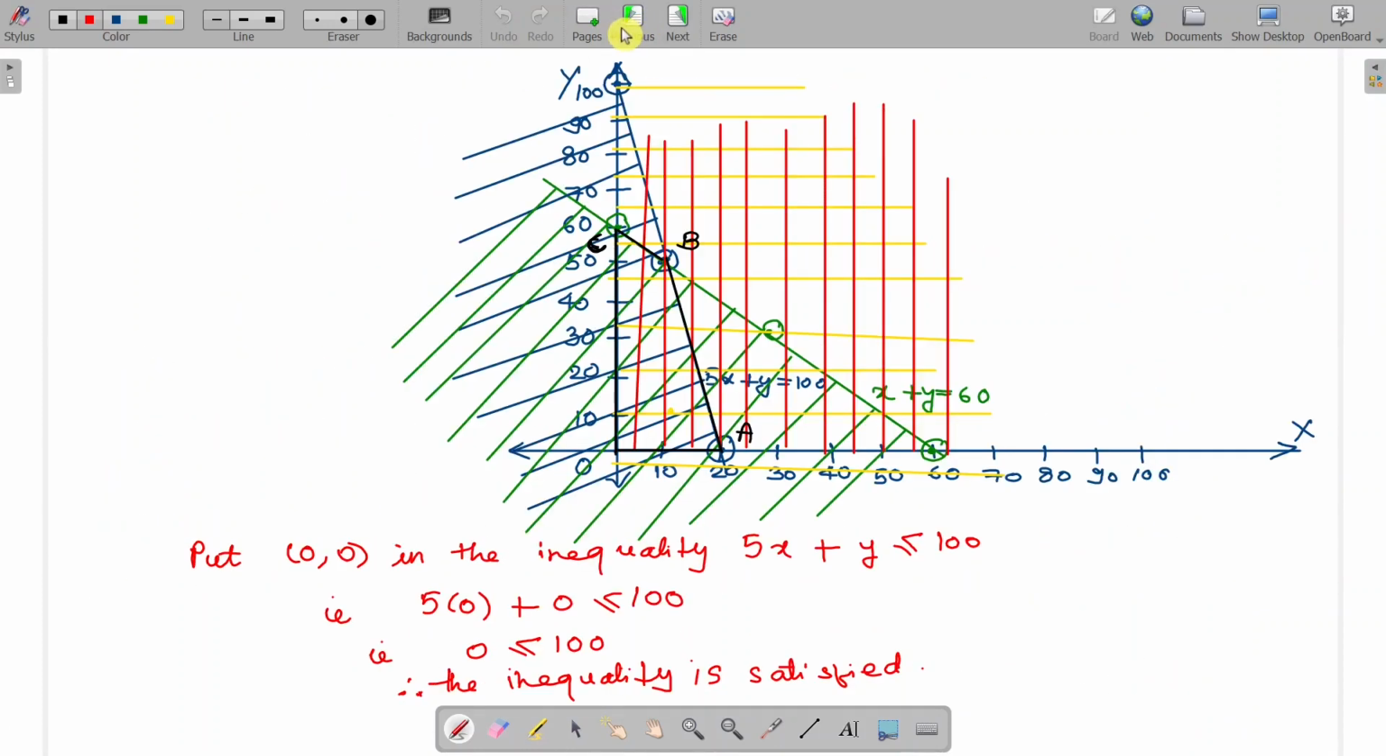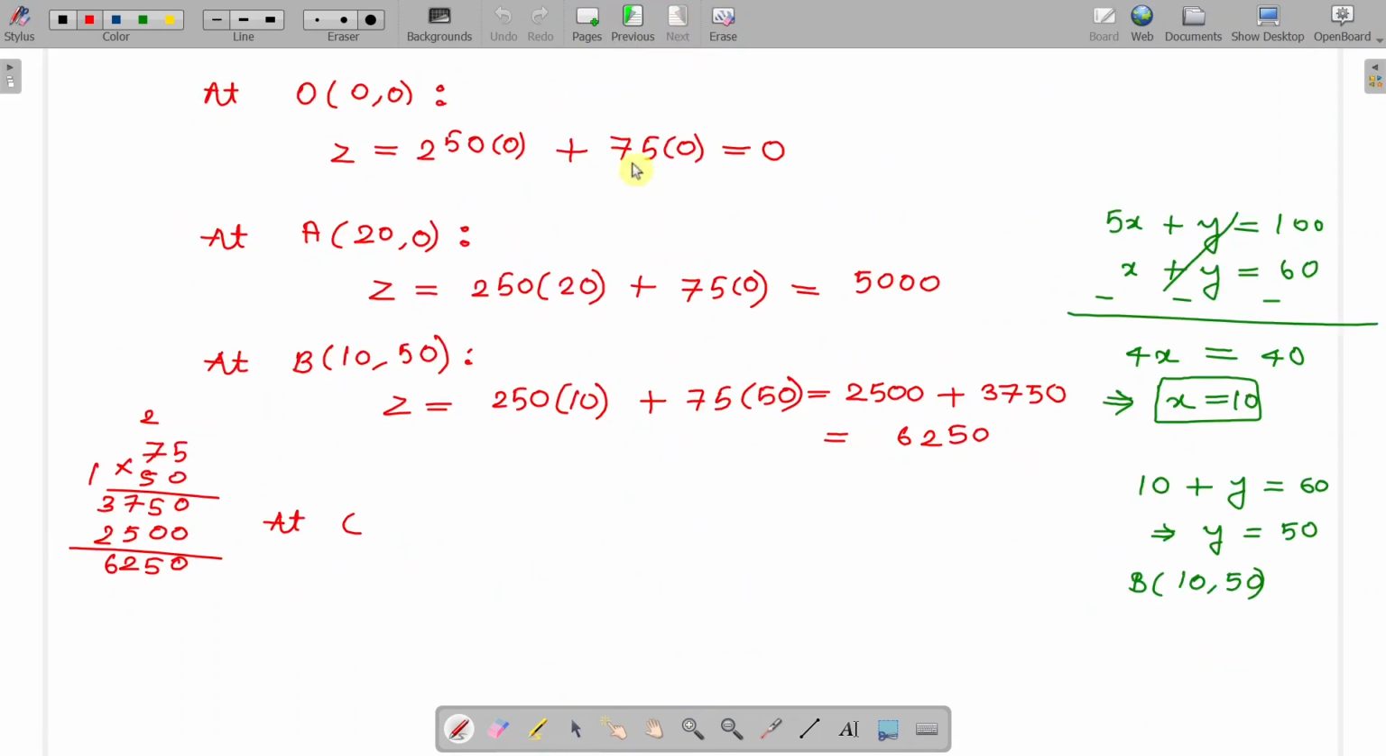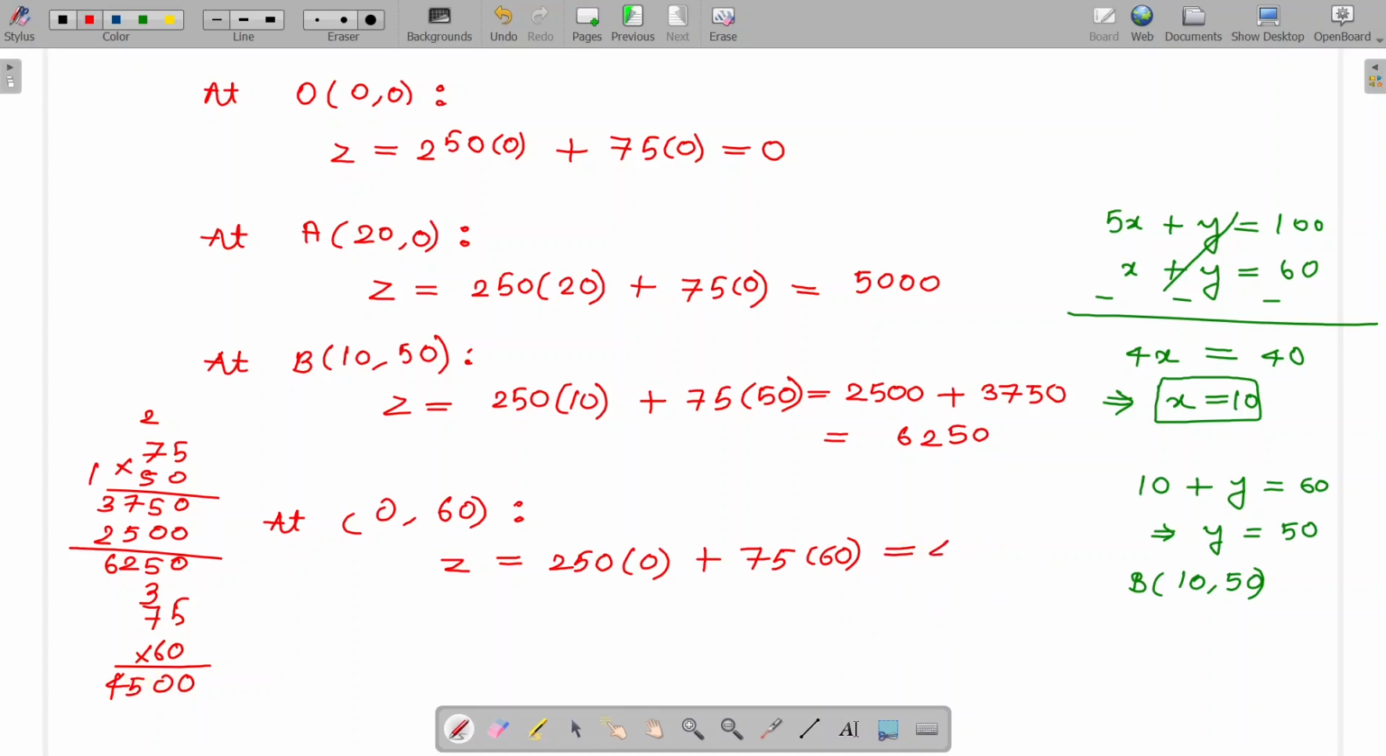Okay, now at last point we will find the value of Z. So C is what? This is 0 comma 60. So at 0 comma 60, Z is equal to 250 times 0 plus 75 times 60. So 75 times 60, if we do 0 and 30, right? 6 5 is 30, 6 7 are 42, 42 plus 3 is 45. So it is equal to 4500.